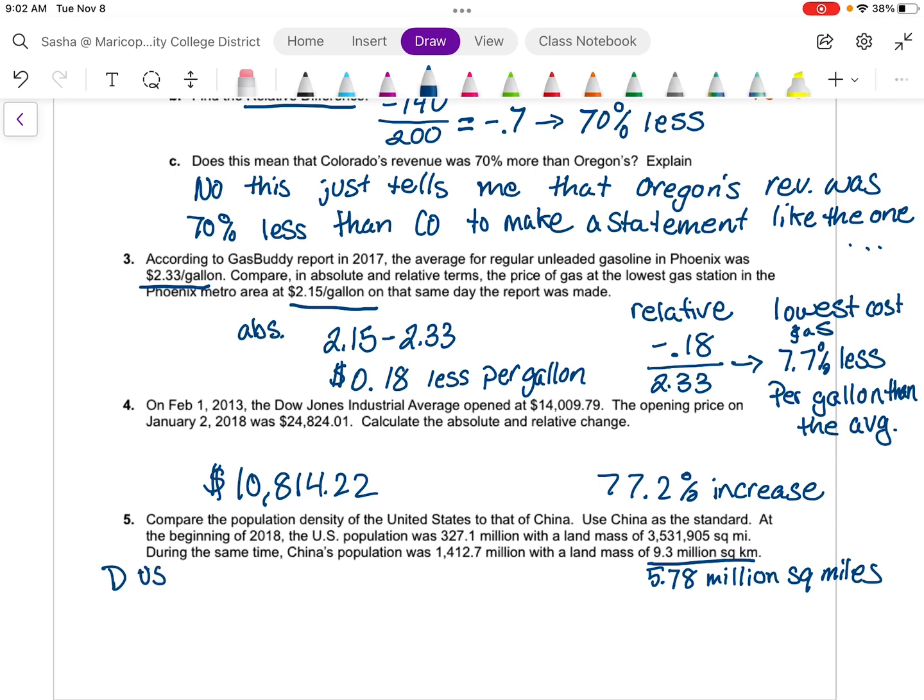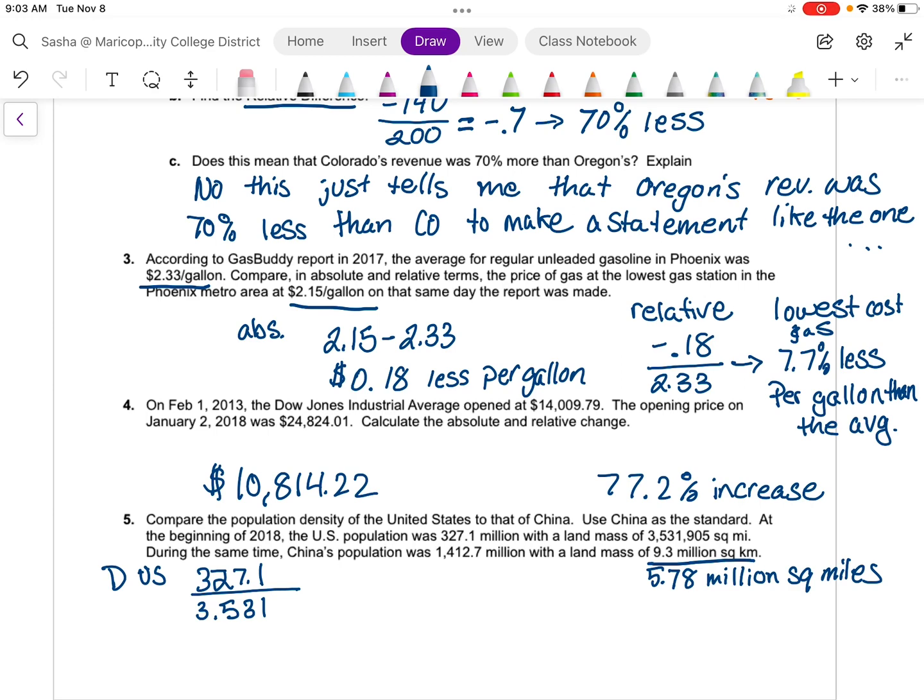And so like the population density for the US, I'm going to just put D of US, would be the population, which is 327.1 million people, over the area. And I'm going to convert that into millions of square miles, just like the China area. So that would be 3.531. And that's going to get you the population density of the US.